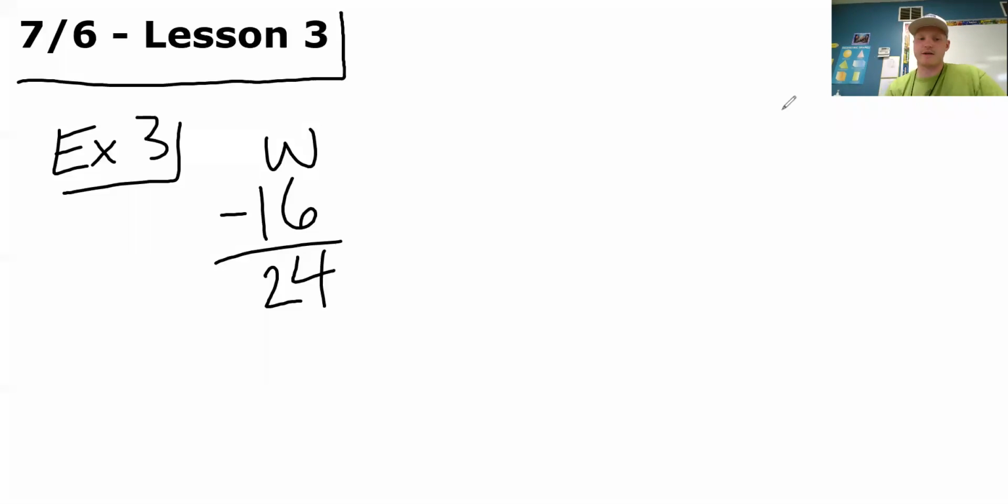Okay, so right here we have w minus 16 equals 24. So this is the same problem that we've been doing, except now we're using subtraction instead of addition. So to find our value of w, we need to do something a little bit different. Now we need to add, since we're using subtraction, we're going to use addition.